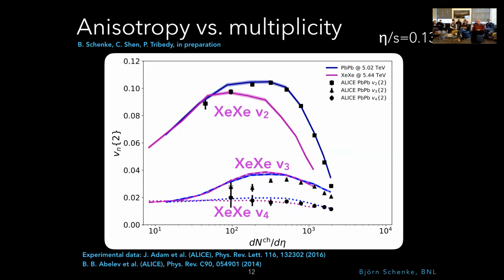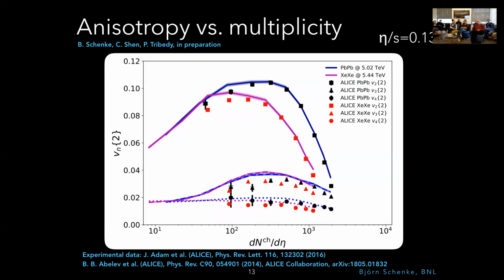Xenon, this was basically the prediction based on having everything fixed for lead, and this was then the data. Not perfect, V3 is still a little bit large, but overall for V2 it looks pretty good. And then PLED, this is the data now, so we're a bit low there, but surprisingly good given the problems that we have, and that I'll discuss in more detail.